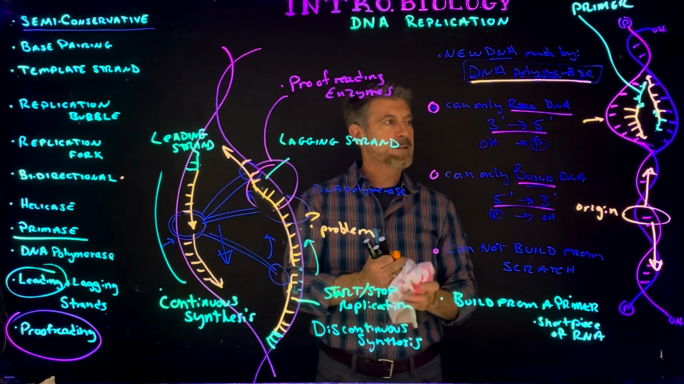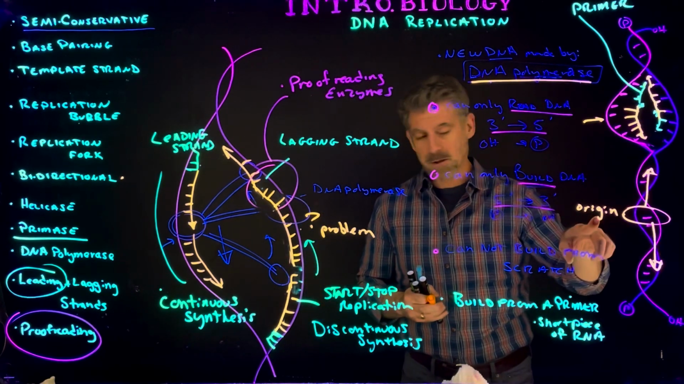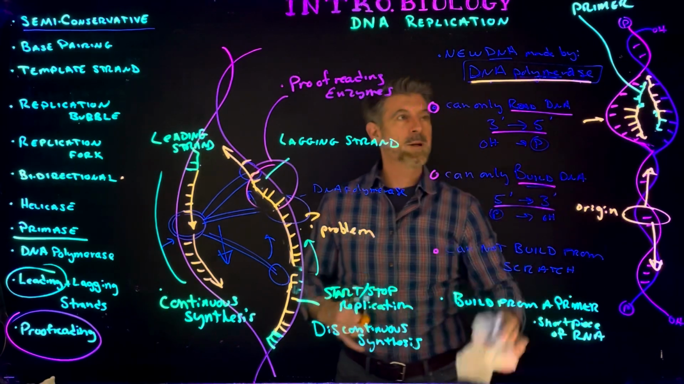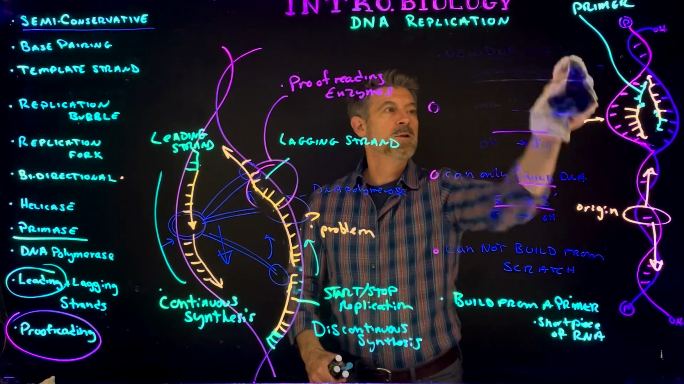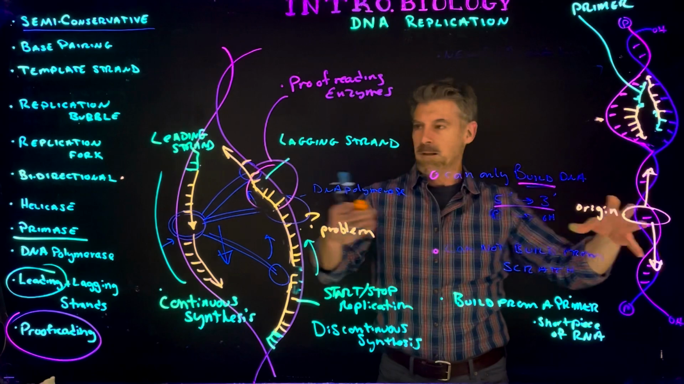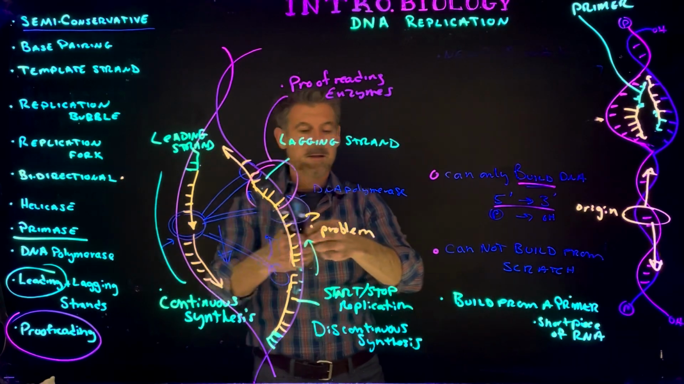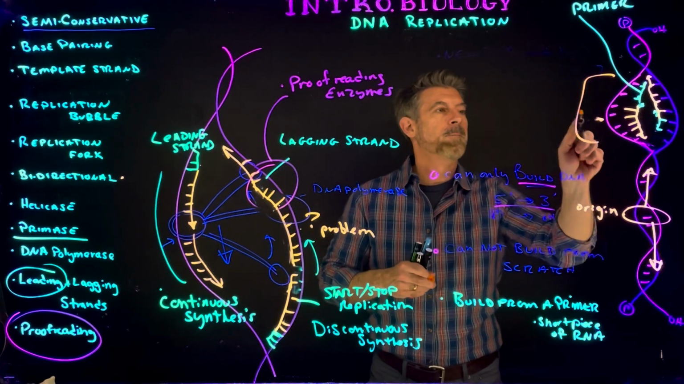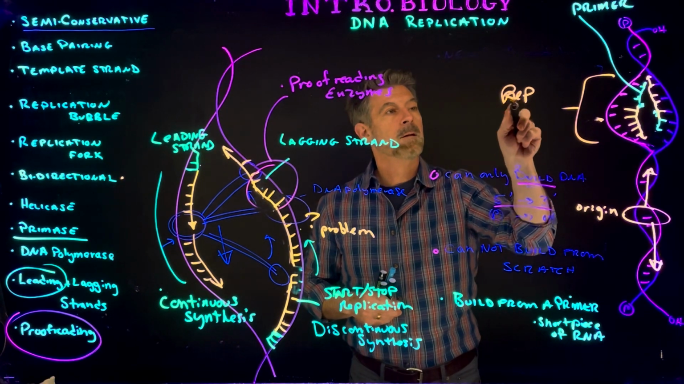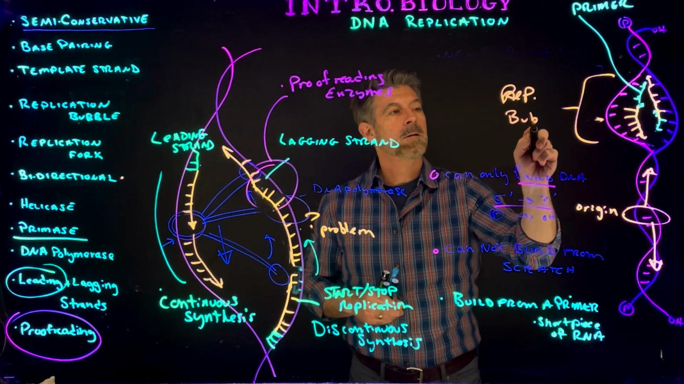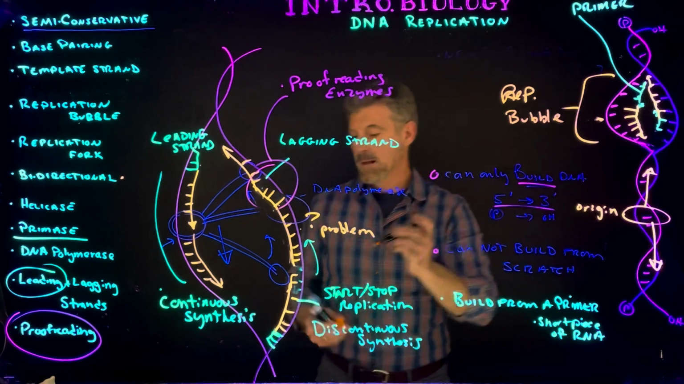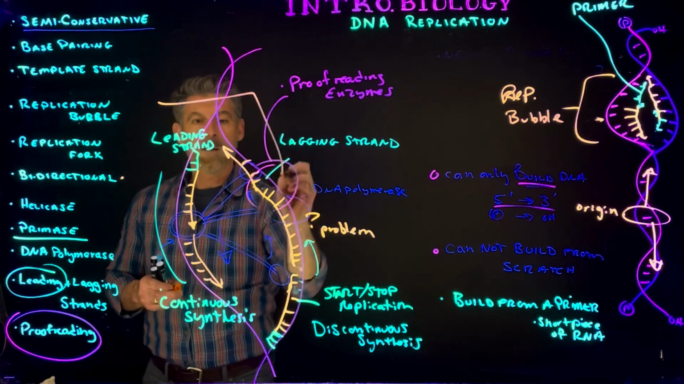The other thing, so that's called an origin. That's one term. The next thing is this whole area here, this whole area where the DNA is being pulled apart. That is usually referred to as a replication bubble. If you look at it, it's kind of like being pulled apart here. So that's the replication bubble.